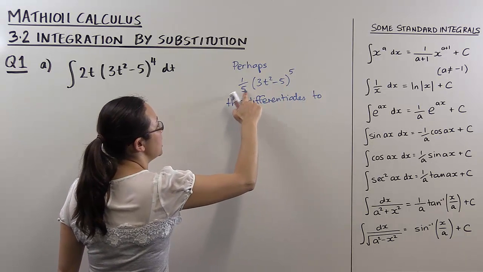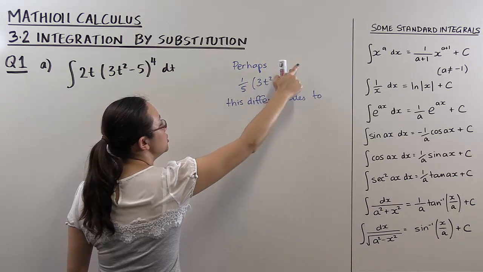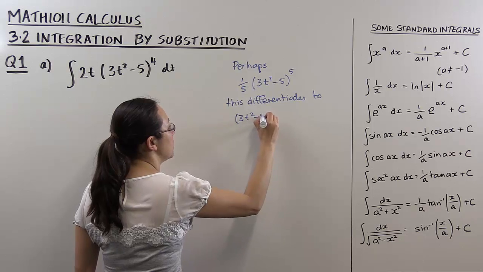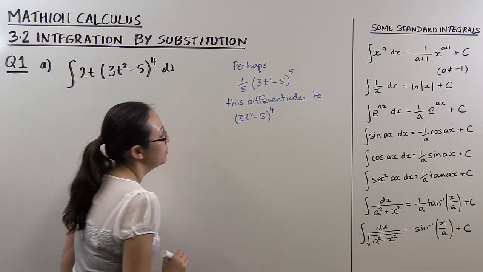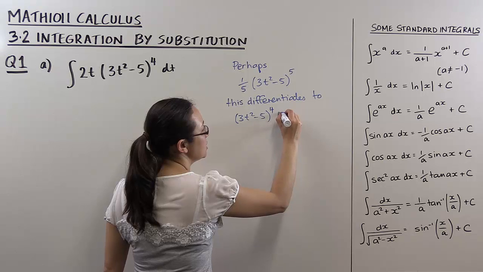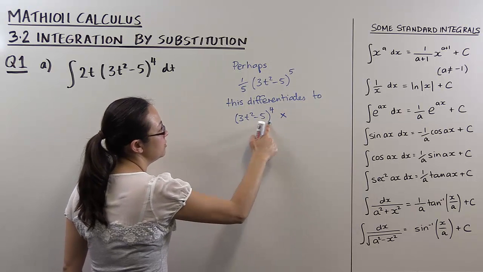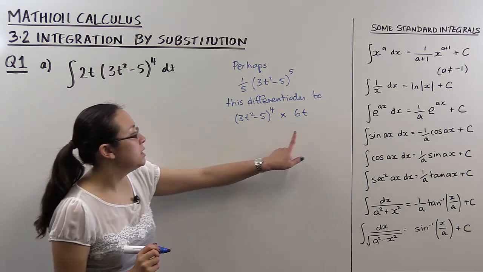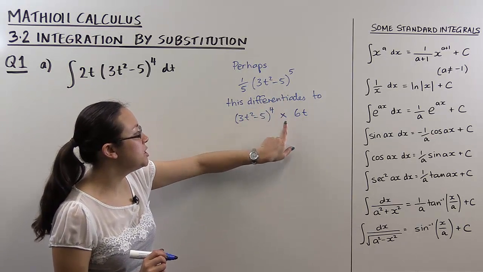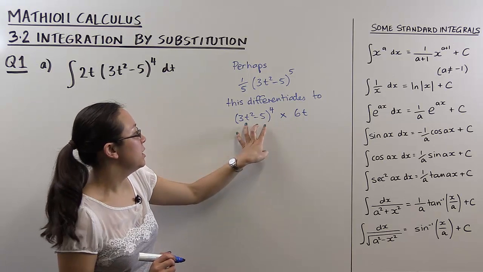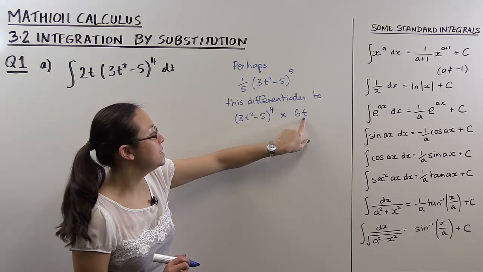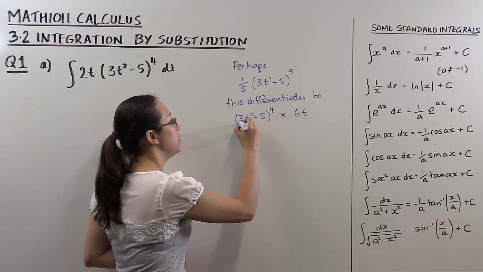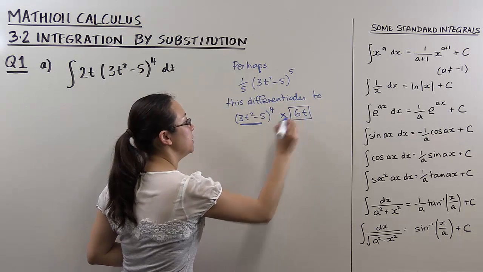the 1/5 would stay there. When I bring down the power and reduce the power by 1, 1/5 times 5 is 1. So I end up with (3t squared minus 5) to the 4. But the chain rule says in addition to all of that, I need to multiply by the derivative of that inside function, which is 6t. So the key is that if this differentiates to this, then (3t squared minus 5) to the 4 multiplied by 6t anti-differentiates to this.